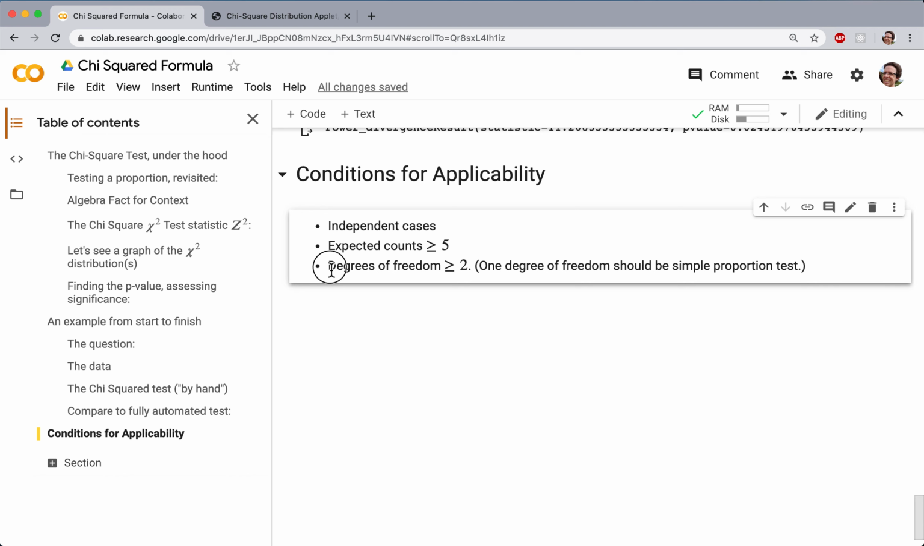And the final condition for applicability is that the degrees of freedom should be at least 2. If the degrees of freedom is 1, that means that there are really only 2 cases, and you should be doing a simple proportion test instead of going to all the trouble of doing a chi-squared test. So the degrees of freedom should be at least 2. So if you have all 3 of these conditions, independent cases, which is usually the case, expected counts at least 5, which is usually the case, and degrees of freedom at least 2, which is the case if the chi-squared test occurred to you, then the chi-squared test is an appropriate test to resolve the hypothesis.